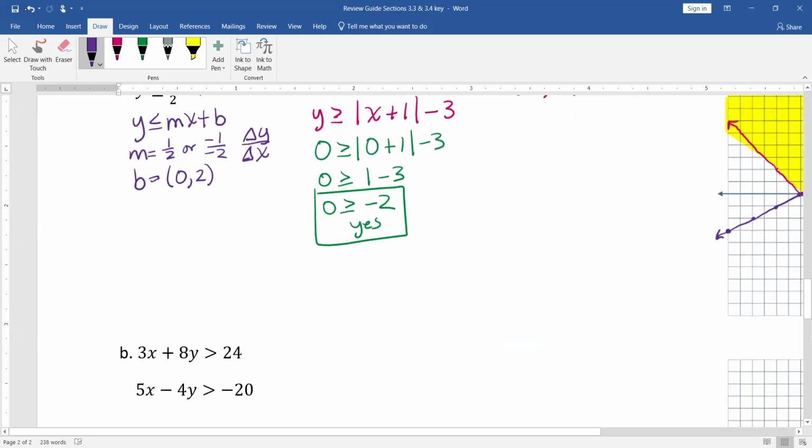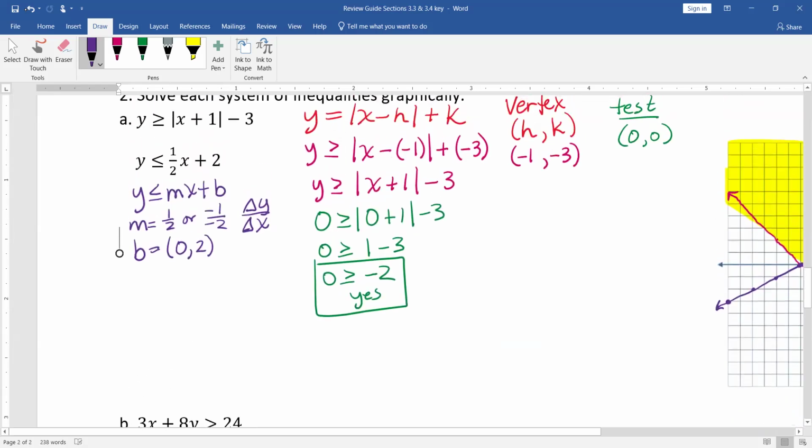I have enough room underneath, so I'm going to do it here as well. So again, I'm going to use 0, 0. I don't have to use the same point. Just want to clarify that. I am because it's convenient.